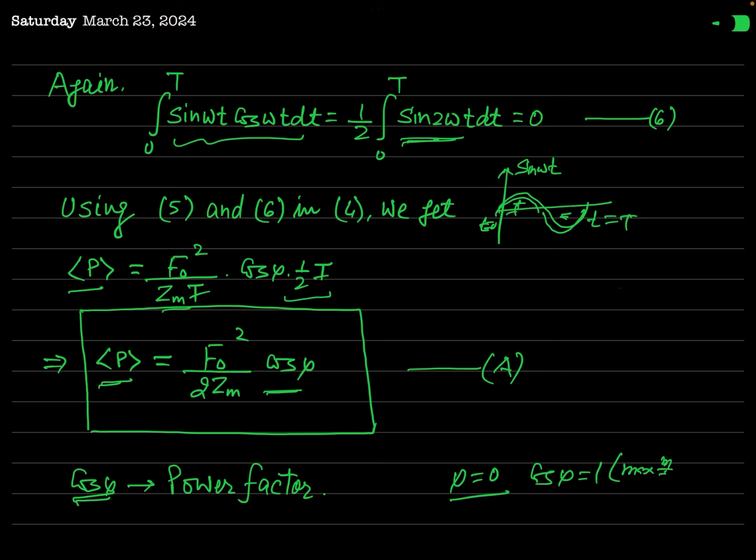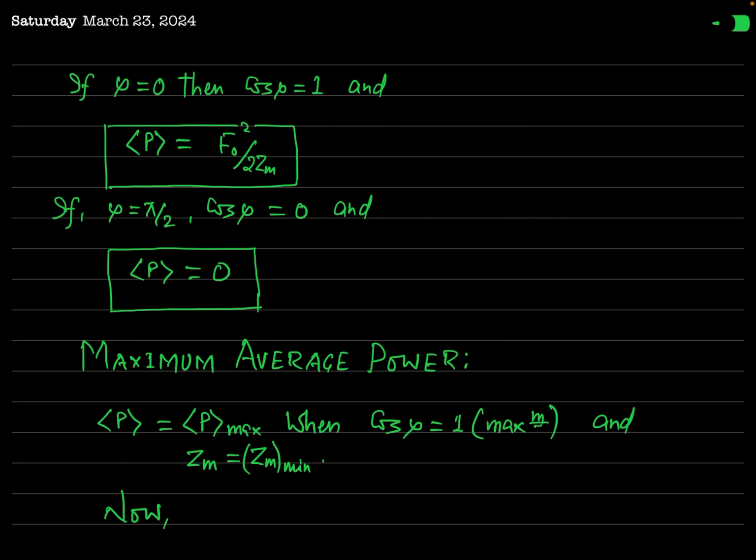So you can say that when amplitude resonance takes place, in that very condition, our oscillator gains maximum power from the applied force. Or in other words, the applied force provides maximum power to the oscillator during the amplitude resonance. Okay? And let us see, I have discussed it here. As you can see, if phi is equal to 0, cos phi is 1, and so P will be equal to F naught square over 2 Zm. Okay? But if phi is equal to pi by 2, then cos phi is equal to 0. Okay?